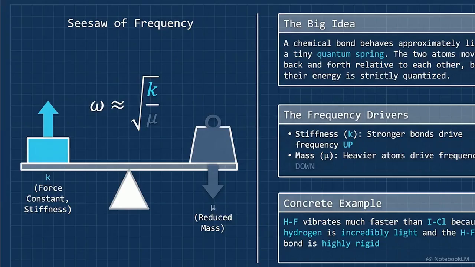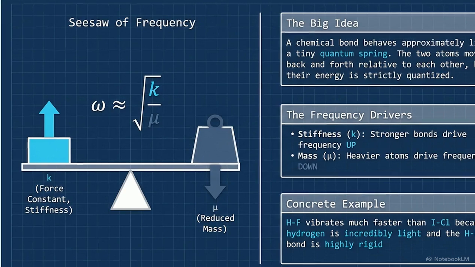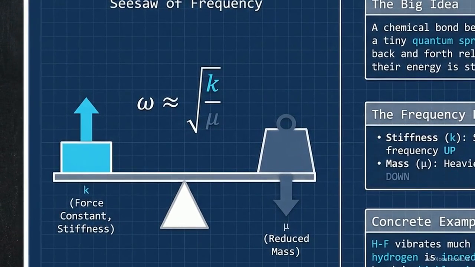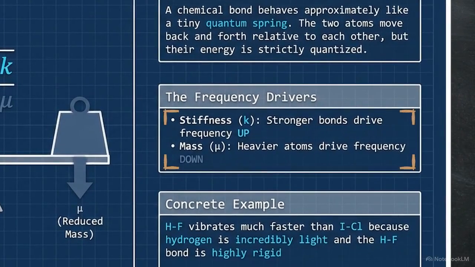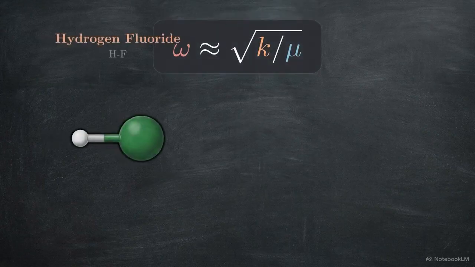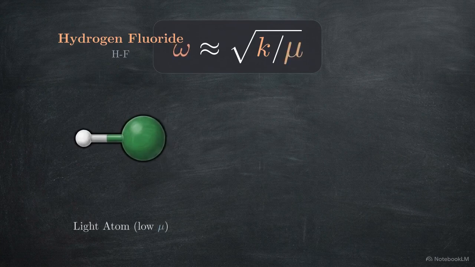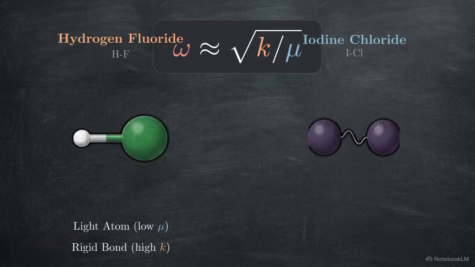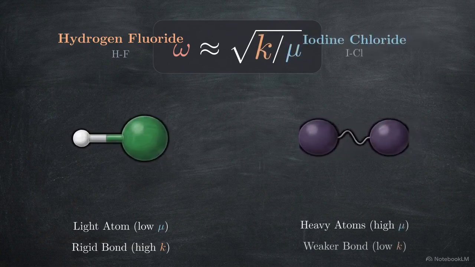This diagram shows the simplest conceptual model for a diatomic molecule. We treat the chemical bond as a tiny, idealized mechanical spring. Two primary variables dictate this natural frequency: the bond's stiffness, known as force constant K, and the reduced mass of the two atoms, represented by mu. These variables operate in strict opposition. Increased stiffness drives frequency up, while heavier mass drives it down. Hydrogen fluoride vibrates at a remarkably high frequency because the hydrogen atom is incredibly light and the HF bond is rigid. By contrast, an iodine chloride molecule, composed of heavy atoms with a weaker bond, vibrates at a much lower frequency.